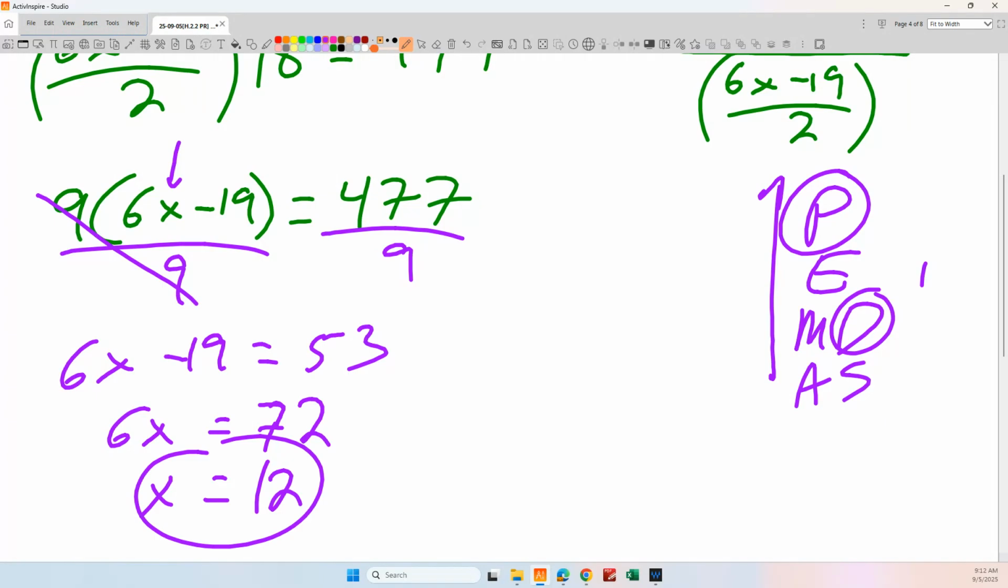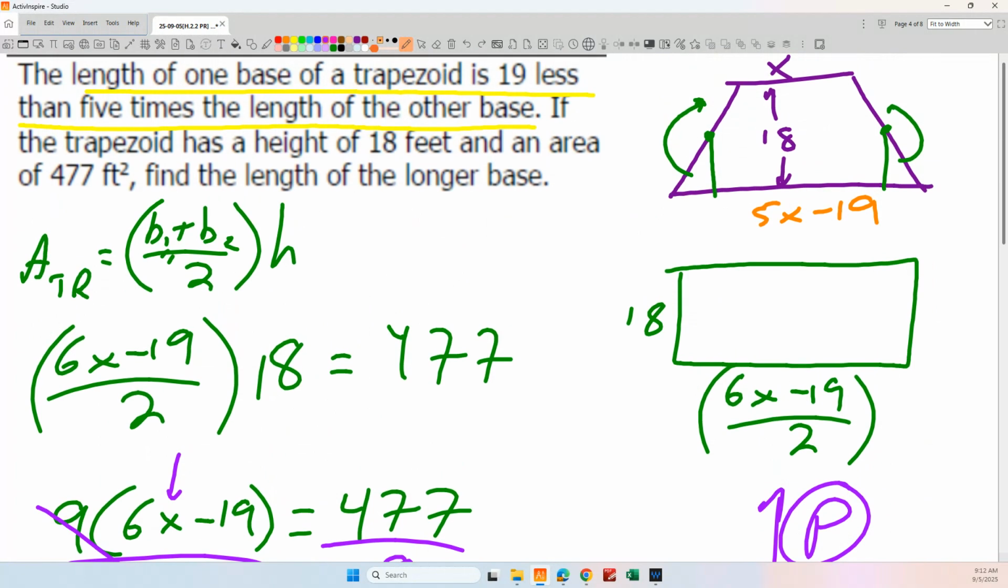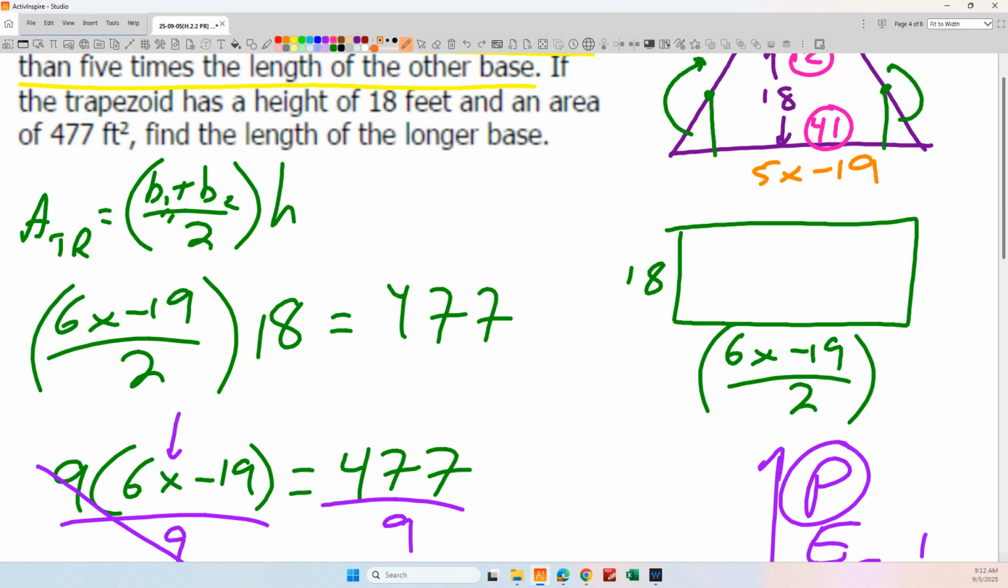No, we got to get out of algebra mode, go back to application mode. What are they asking for? The length of the longer base. Well, that means this guy's going to be 12, right? This one's going to be longer. What's the other base going to be? 41, right? 5 times 12 minus 19 is 41, so that's our answer, okay?